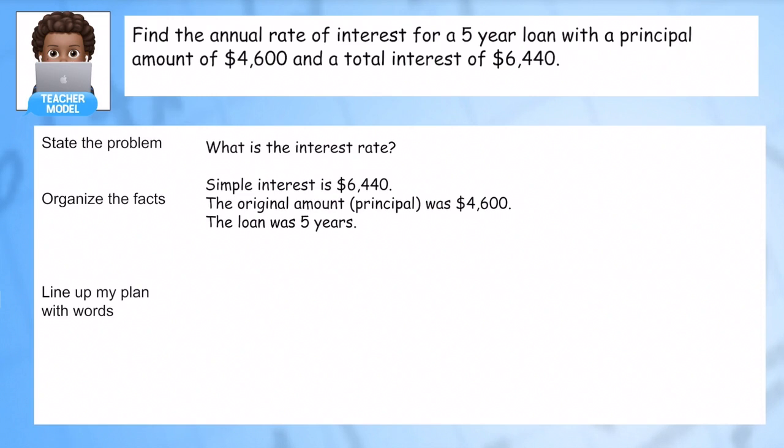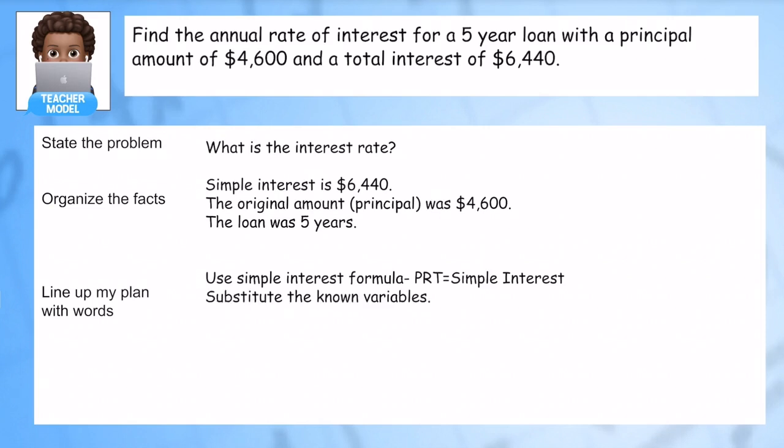So we're going to use that pretty simple acronym. But here's our plan. We're going to use the simple interest formula. Pretty simple. PRT equals simple interest. Principal times rate times time. Then we're going to substitute those known values into that formula, and we have everything but the R. So we have the P, the T, and simple interest. And then we're going to solve for the unknown variable, the rate, by isolating the variable R.